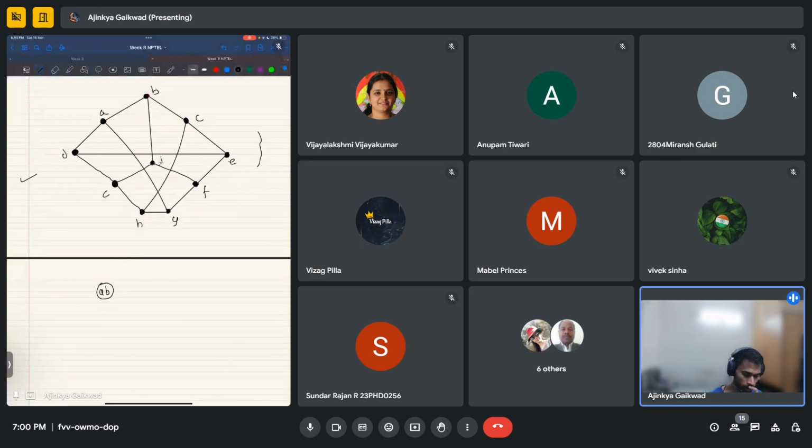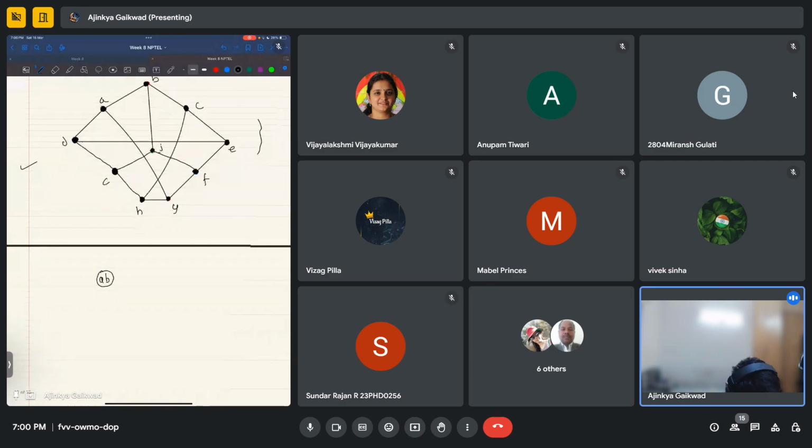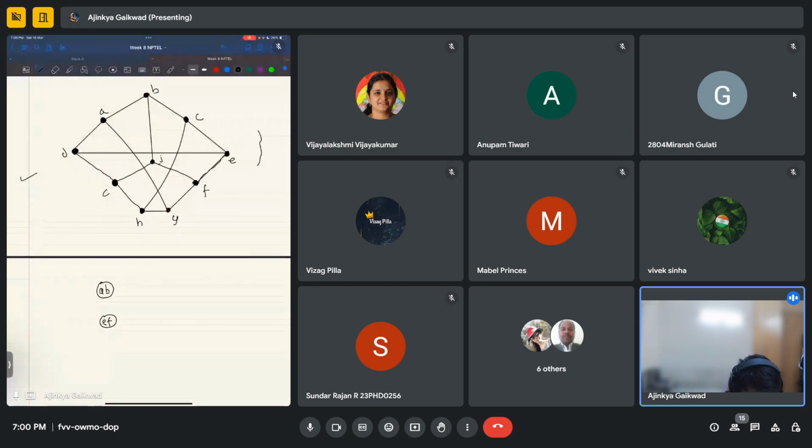Let's contract the edge A comma B and construct vertex AB. Then contract the edge E comma F. So if you see, EF is here, EF is here. Contract edge EF and also contract edge C comma H. So I'm contracting three edges: AB, EF, and CH. Let me denote here: I'm contracting this edge, this edge, and this edge. So I'm contracting these three edges.